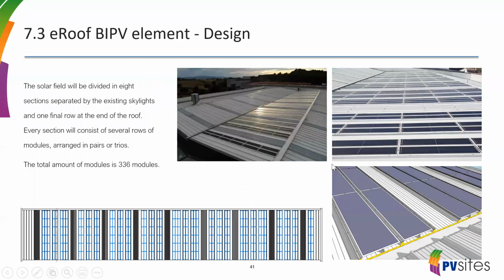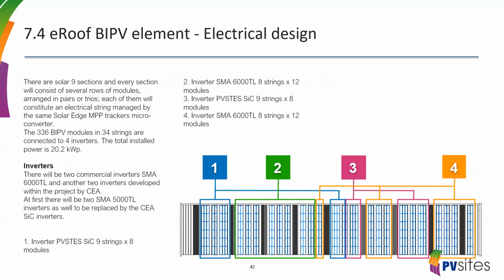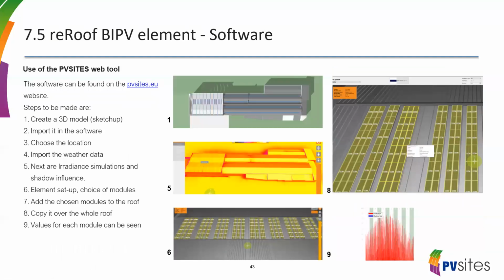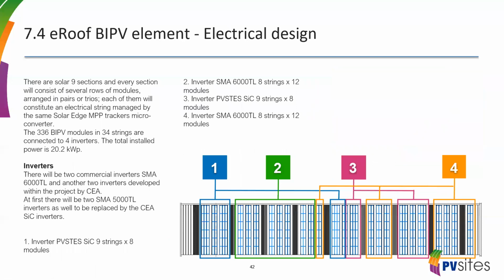You can just go on to see the pictures, yes, and go on to the installation. Electrical design. Oh yeah, the electrical design is also a kind of balance between the different strings. There are 4 inverters added. 2 are commercial SMA inverters, and the other 2 are the PVSITES SIG inverter. You can see here how they calculate the different rows to balance the amount of power for each inverter. And next one.